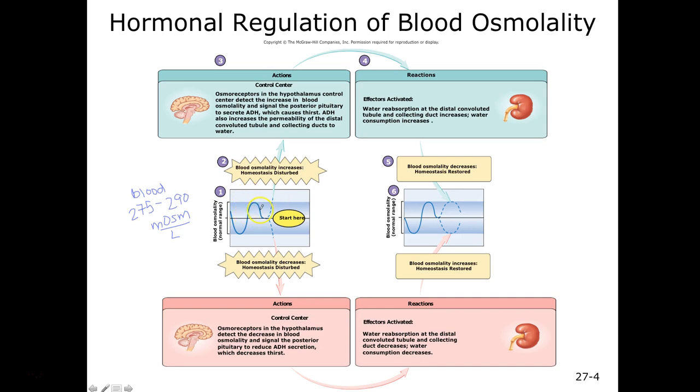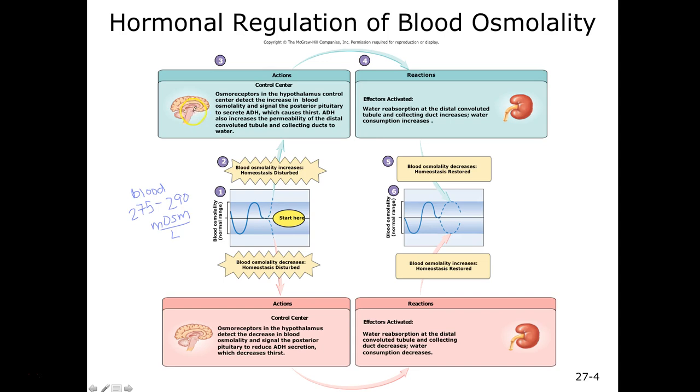But anyway, if we are at homeostasis and then we start to see that we get an increase in blood osmolality, too many solutes within our plasma, within our blood, then we are going to trigger that hypothalamus, the osmoreceptors within the hypothalamus.